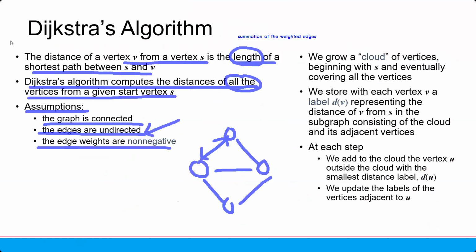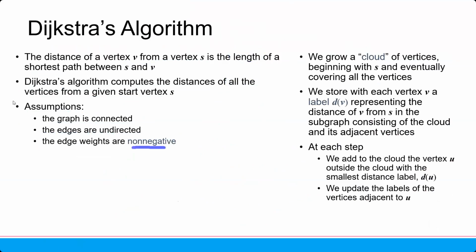What is the meaning of non-negative? It is positive. We call it non-negative because usually we include 0. So if we include 0, then it is non-negative. In the concept of Dijkstra, we grow a cloud of vertices beginning with S and eventually covering all the vertices. So let's see later what is the meaning of cloud.